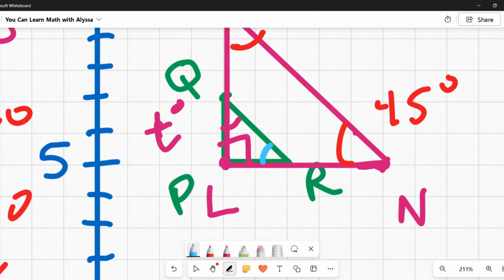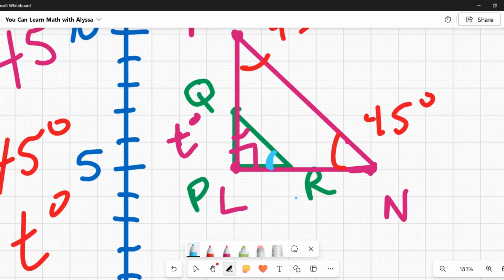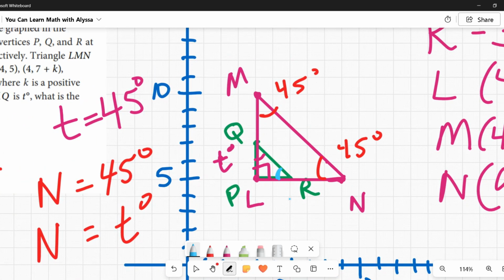So this angle right here, I could describe it as 90 minus t, because these two together would be 90. So if this is t, that must be 90 minus t. That's another way I could call it. So 90 minus t. And the same thing is here. This one's 45, this is 90 minus 45. T is 45, so I could replace this with t, and this could be 90 minus t.